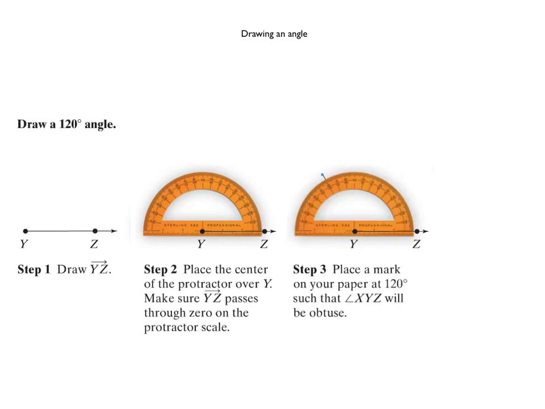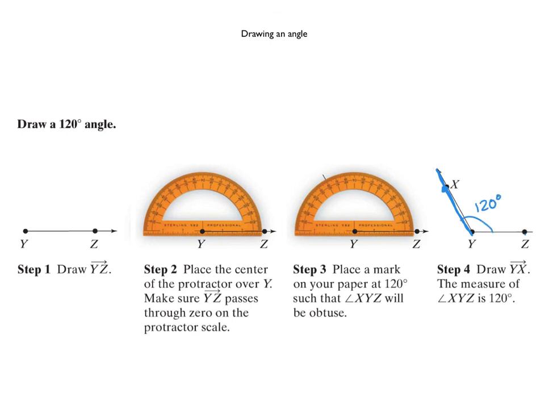Next, we're going to place a little tick mark at the 120-degree mark. Keep in mind, 120 degrees is greater than 90, so I am going to have an obtuse angle. My final step is to remove my protractor and connect that tick mark that I made. If you wanted to, you could draw another point on it. Now we have an angle that is XYZ, and I know that this is 120 degrees.